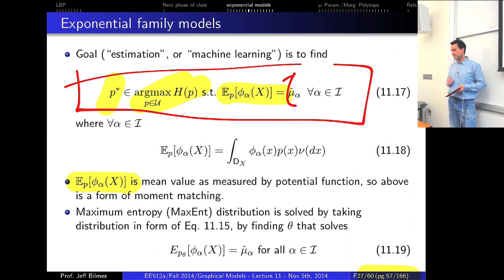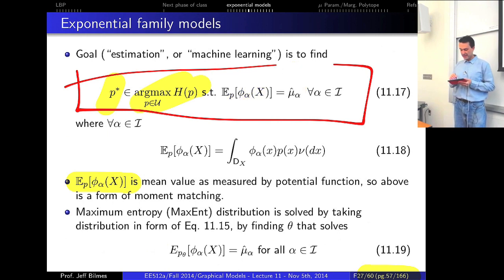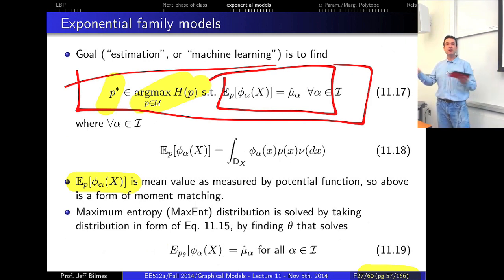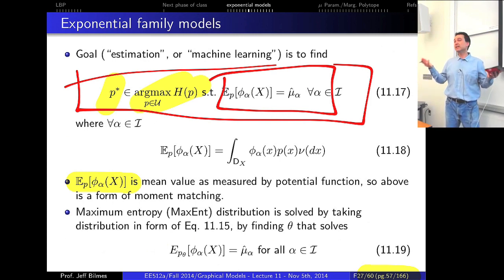So this is like a mean value of the distribution P with respect to the potential function phi. So it's like a form of moment matching, because you can say, okay, well, if these statistics are like moments, we want whatever distribution we get to match these moments that we've empirically found, but otherwise the entropy should be maximum. Anything else that isn't constrained should be of maxent, and so therefore we should have maximal uncertainty about that. And that's a very philosophically nice Occam's razor-like thing.